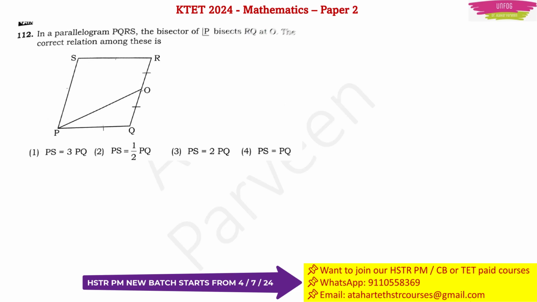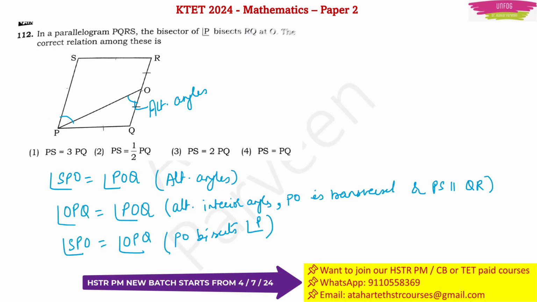Next question. In a parallelogram PQRS, the bisector of angle P bisects RQ at O. What is the correct relation among these? See here, first, these will be alternate angles. PS is parallel to QR. I will write it here again. See, these are alternate angles. Why? Because here PO is actually bisecting QR, and PS and QR are parallel to each other. That's why PO is playing the role of a transversal between two parallel lines. That's why I can apply the alternate interior angles concept here.